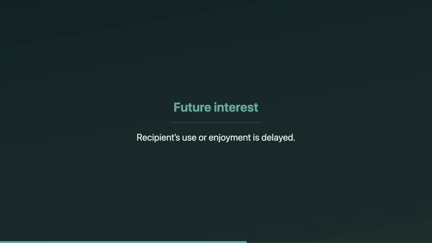Trigger number 3. Giving a future interest to anyone other than a U.S. citizen spouse. Future interest means the recipient can't use or enjoy the gift right now. Think, a trust where the beneficiary gets it later. This matters because the annual exclusion generally applies only to present interests, so the IRS wants it reported.